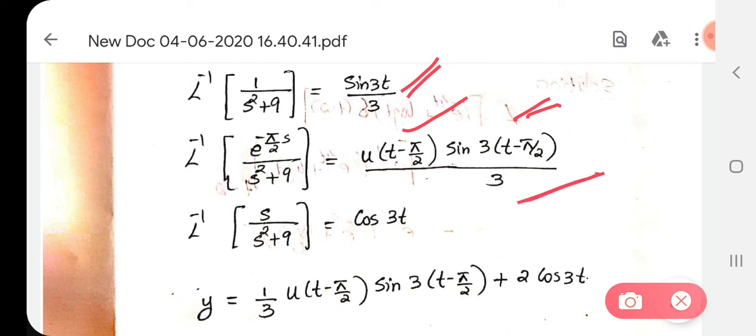And also we have L inverse of s by s square plus a square is cos at. So here L inverse of s by s square plus 9 is cos 3t.